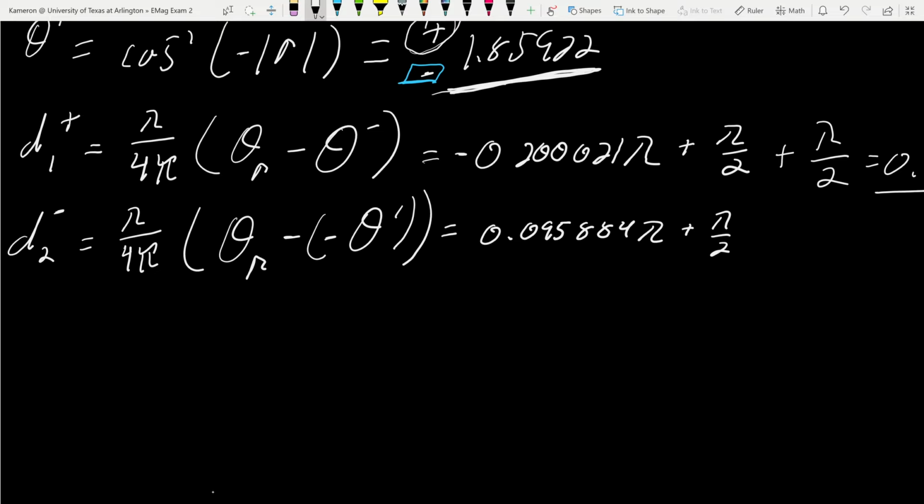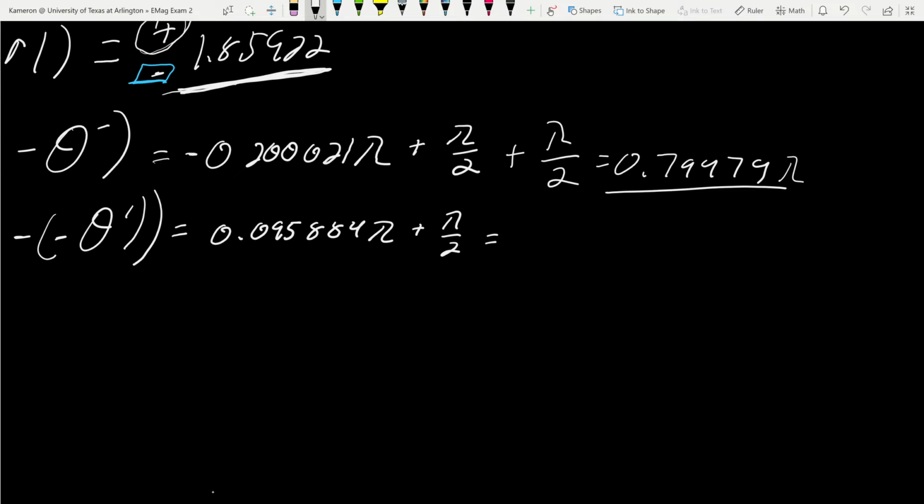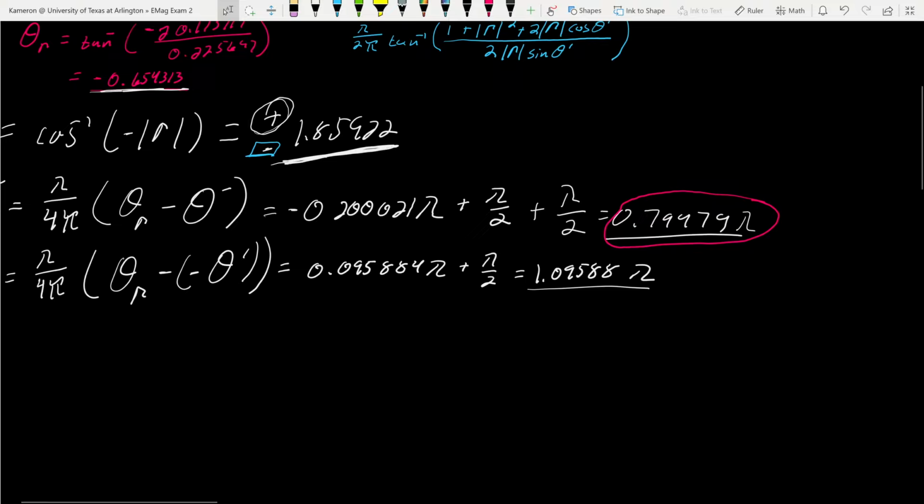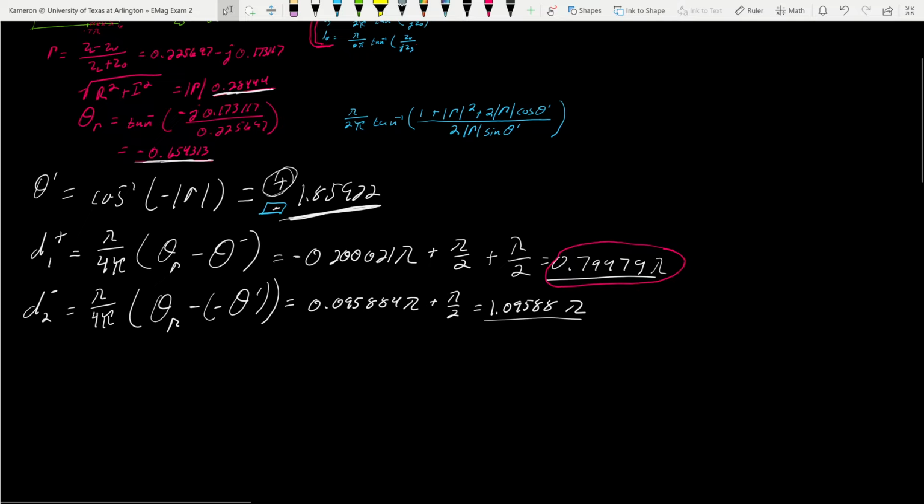And that will give us a value of 1.095888 lambda. So that is greater than our 0.7 lambda, and it is obviously positive. So now we need to choose the best one to use. And that will be this one because it is the shortest. It is the closest to the load, and that is what we want. So that will be the distance from the load that our stub will be at, and that solves the real portion of our impedance.